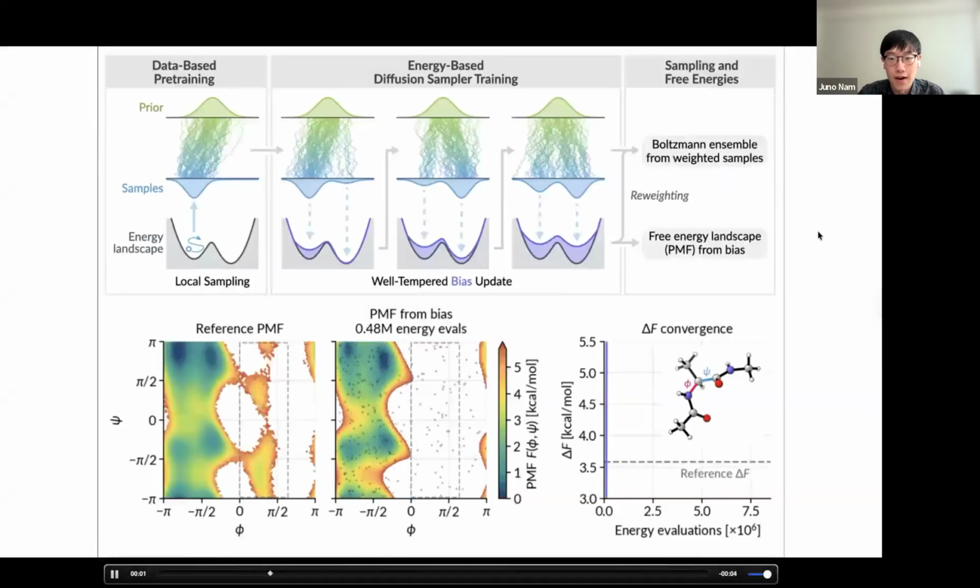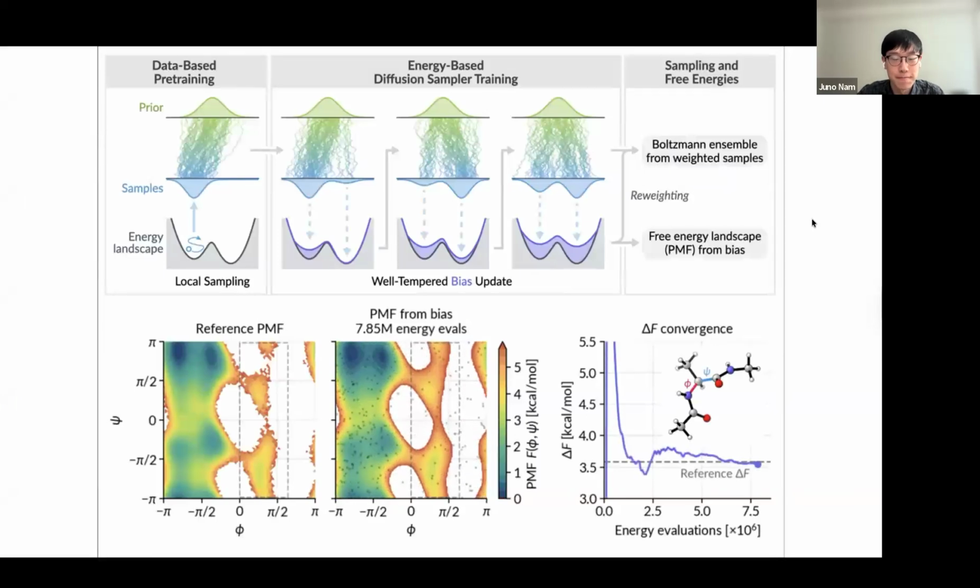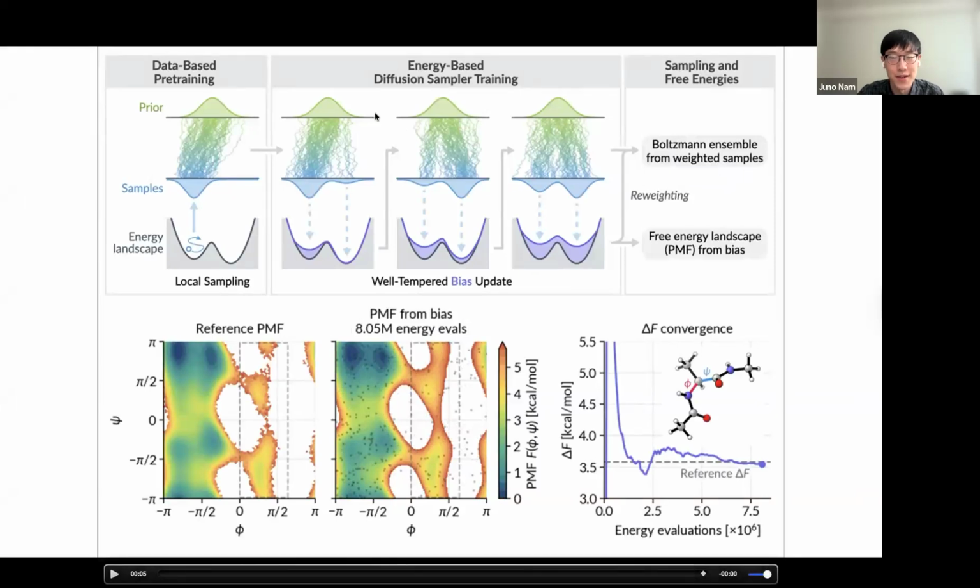So the TLDR is like this. We usually have a diffusion-based sampler that is trained based on the energy function alone. But now we're going to add adaptive bias during the sampler training to smoothen out the landscape, to prevent mode collapse, and also reproduce the free energy landscape from the constructed bias.